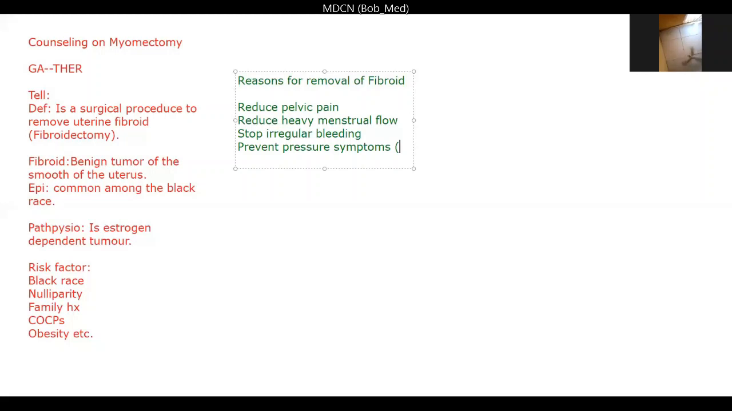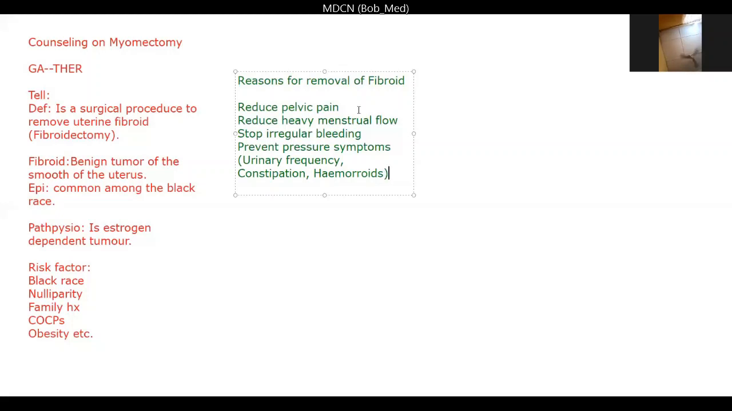It can compress the ureter, causing increased urinary frequency, frequency of urination. It can compress the rectum. When it compresses the rectum, it can cause constipation. It can compress the inferior vena cava. In a pregnant woman, if it compresses, it can result into things like hemorrhoids. It can result into hydroureters and so on and so forth.